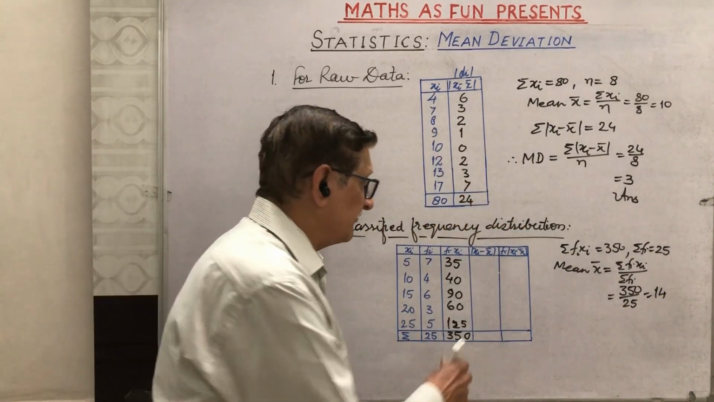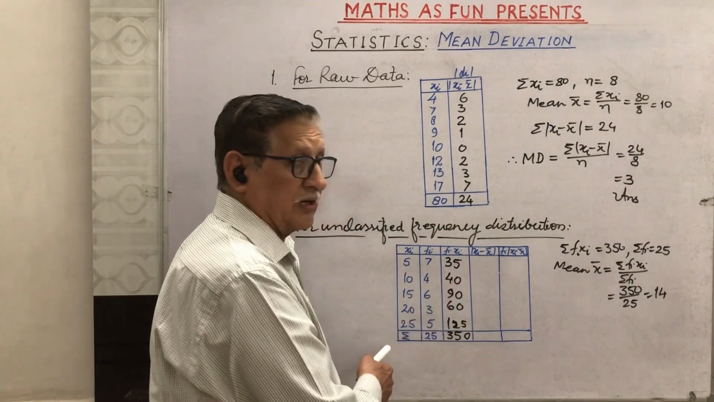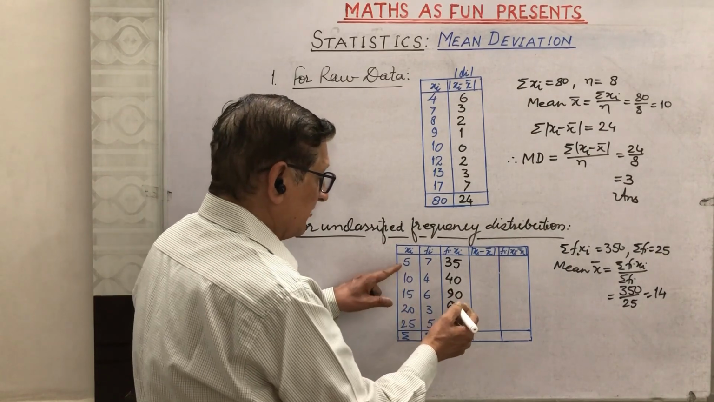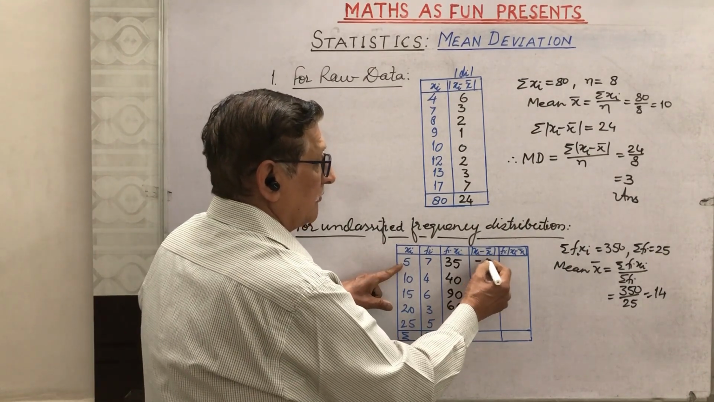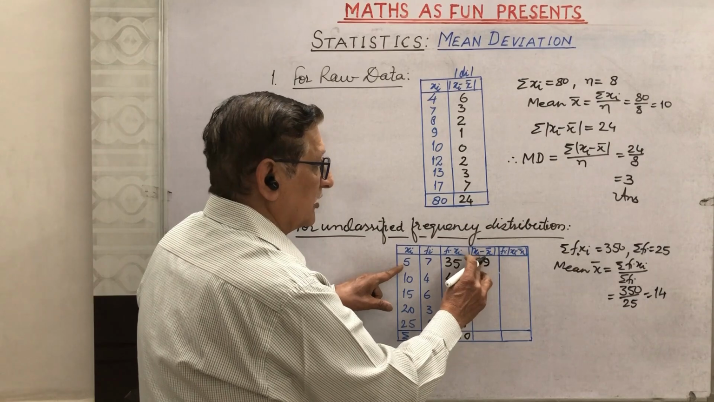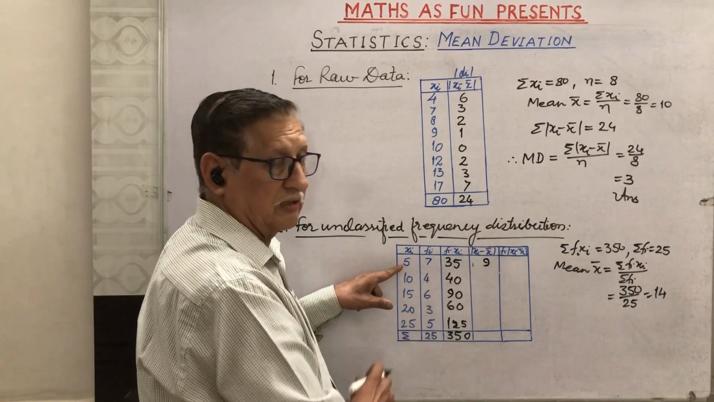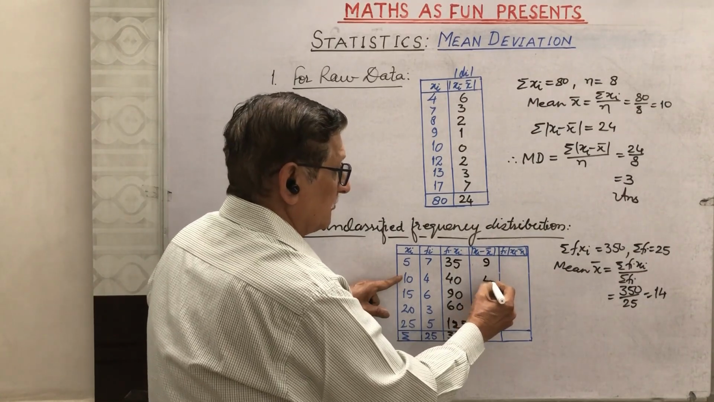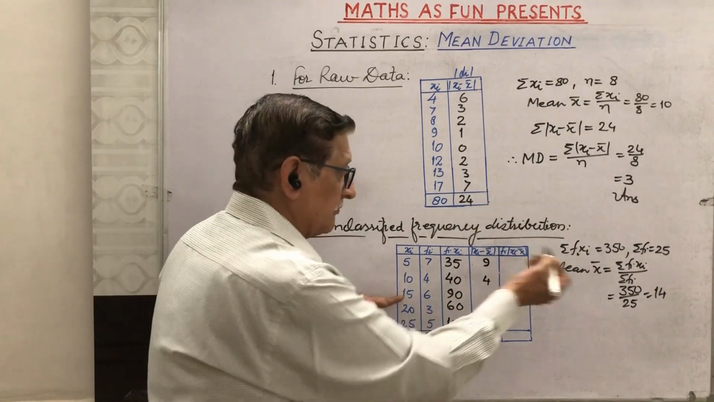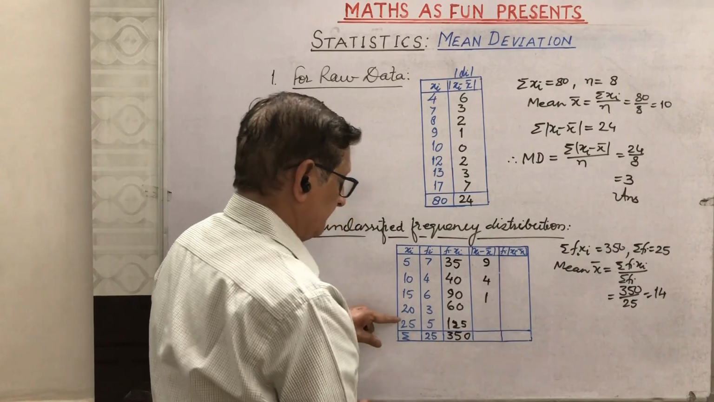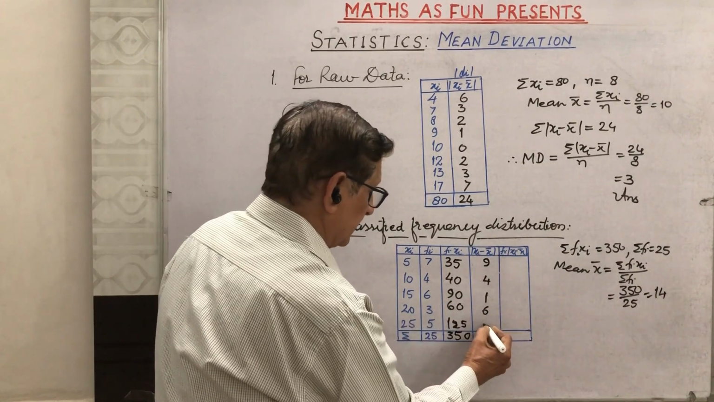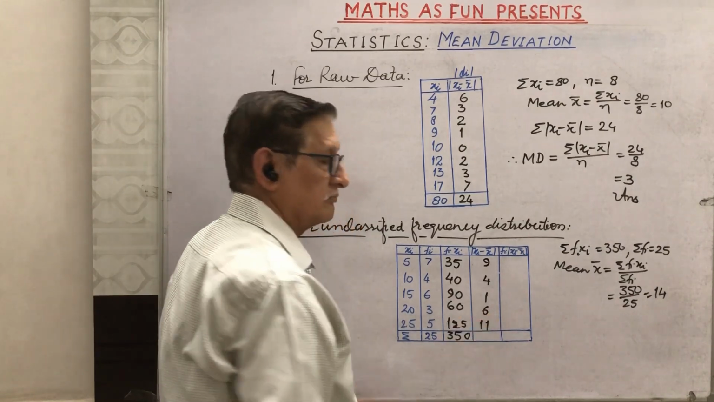Now we calculate the deviations, xi minus x bar, that is xi minus 14. In this case it comes as 5 minus 14 is 9, that is minus 9, but the modulus of that will give us plus 9. The same way 10 minus 14 is minus 4, modulus of that is 4. 15 minus 14 is 1. 20 minus 14 is 6 and 25 minus 14 is 11.